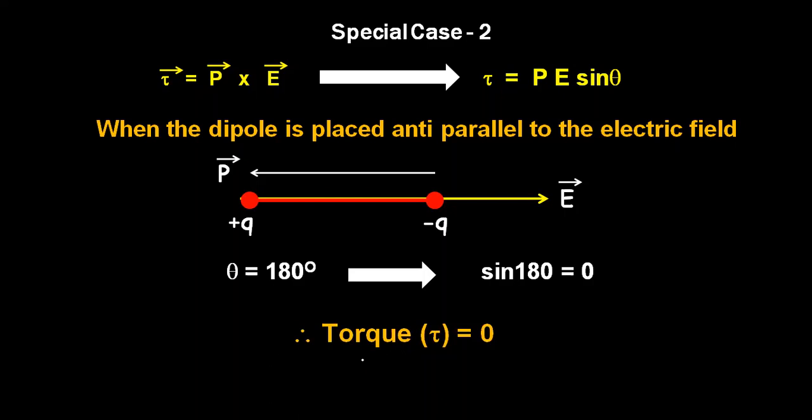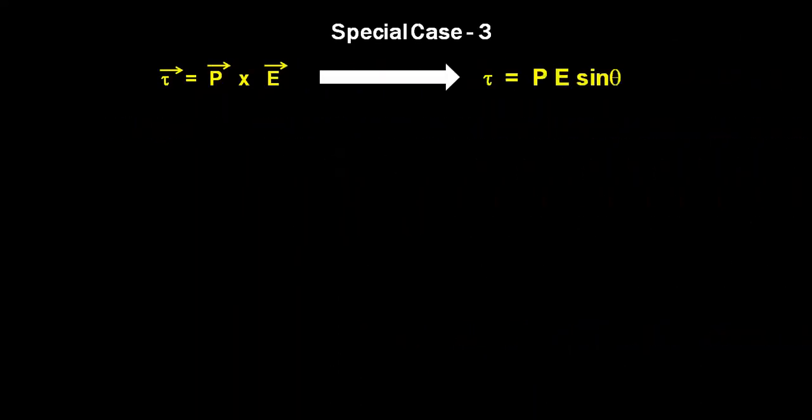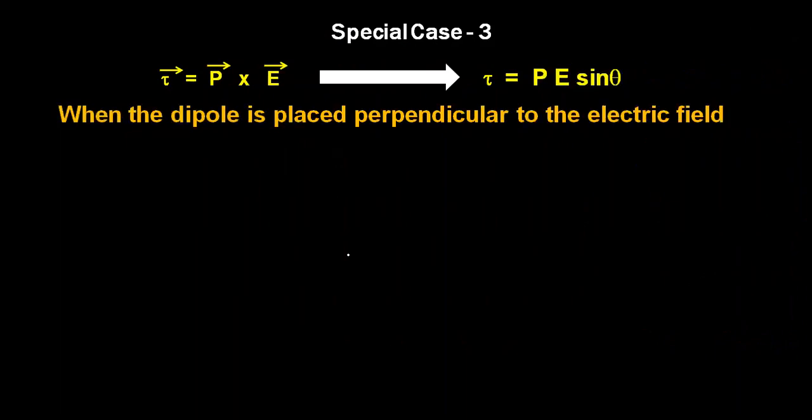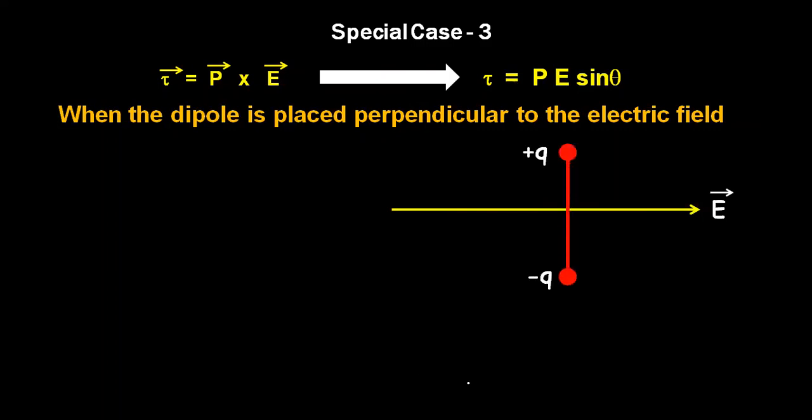It experiences no torque. On the other hand, special case number 3: when the dipole is placed perpendicular to the electric field. So this is the electric field and this is your electric dipole. Let me draw the dipole moment. You can see the dipole moment is perpendicular to the electric field. Whenever the dipole is placed with its axis perpendicular to the electric field, the dipole moment will become perpendicular to the electric field. So in this case, the angle between P vector and E vector is 90 degrees.